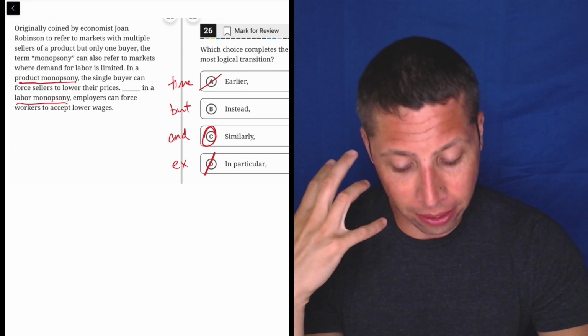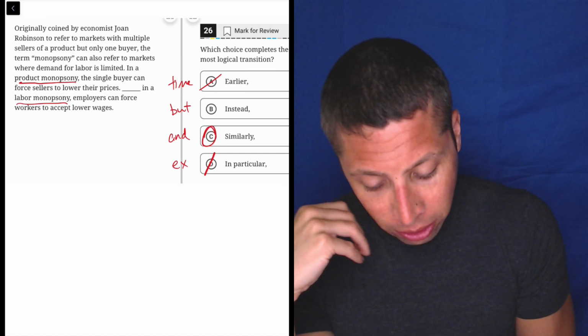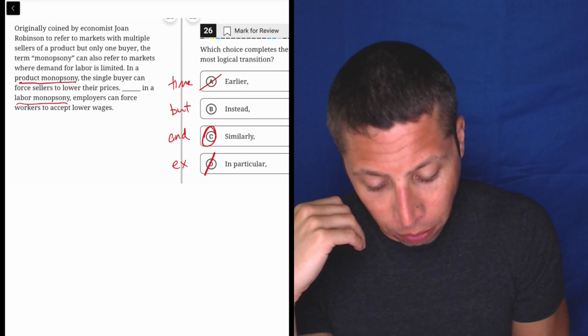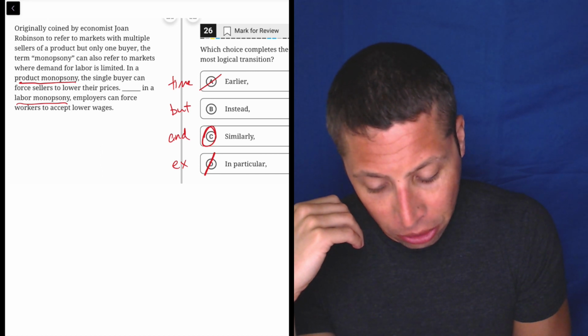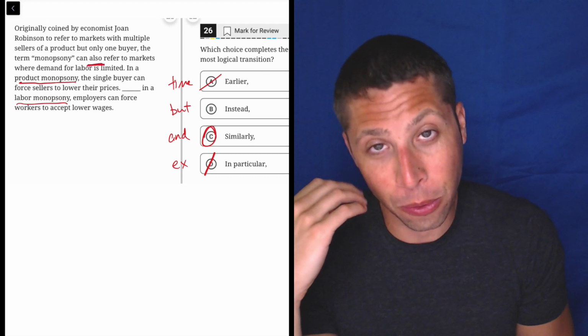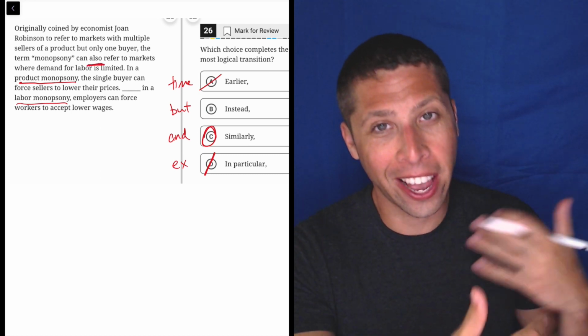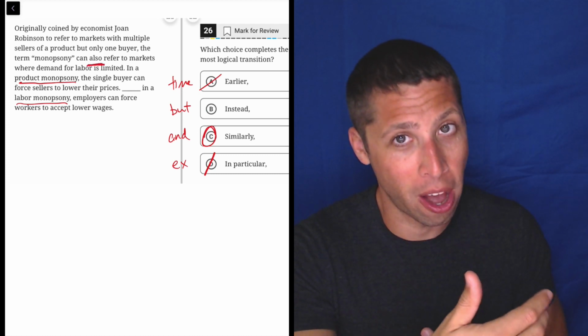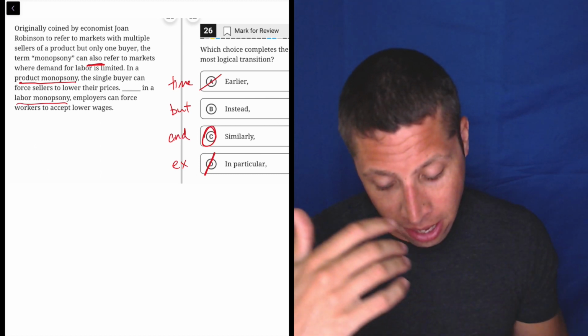Just try to look back a little bit, right? She originally coined this term to refer to multiple sellers, but only one buyer. Can also refer to markets, right? Also is a word that suggests kind of like a continuation of a thought, not a contrast.